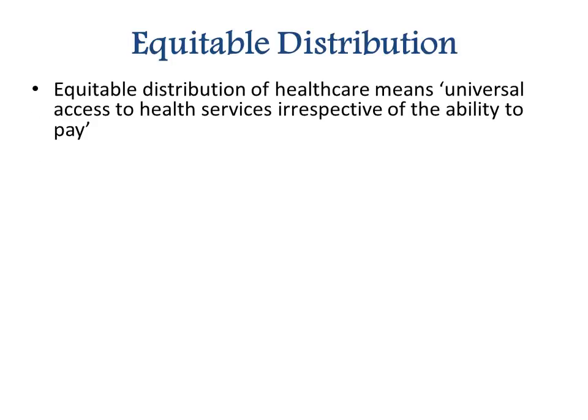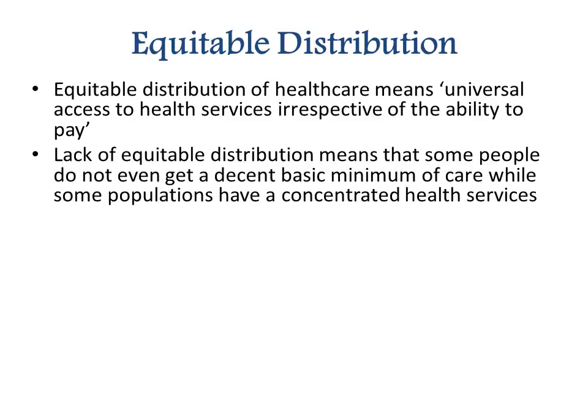The first principle is equitable distribution. What does that mean? It means universal access to health services irrespective of the ability to pay. The poor or the rich should have equal access to healthcare services. Lack of equitable distribution means that some people do not have even basic minimum health care, while some population have concentrated health services. So that is not equitable distribution.